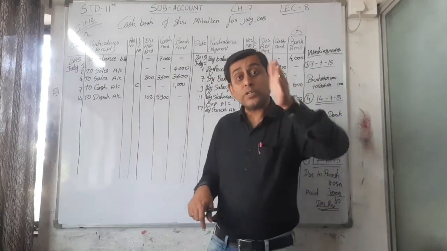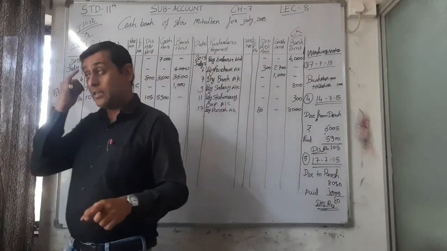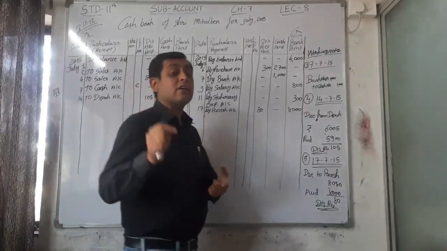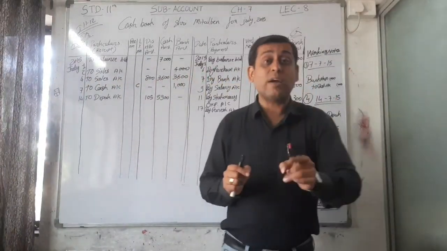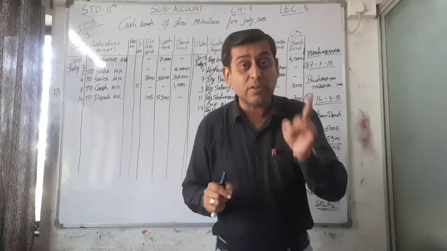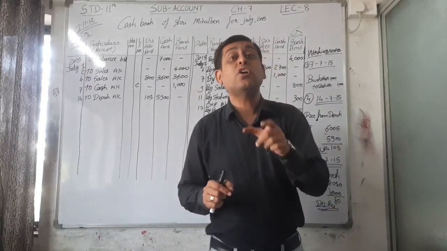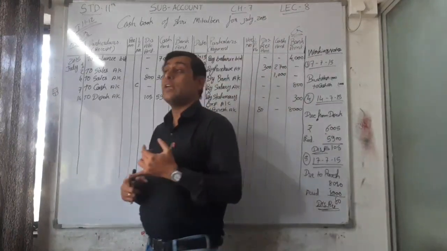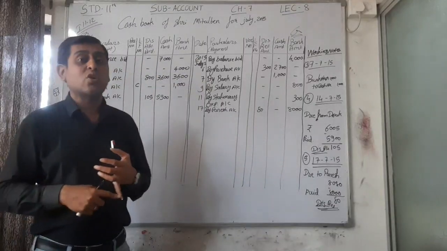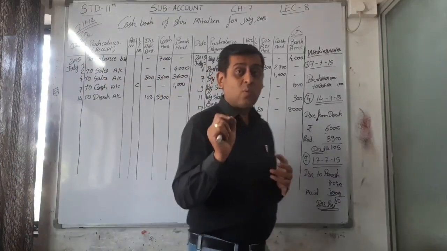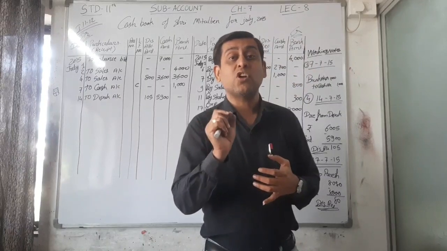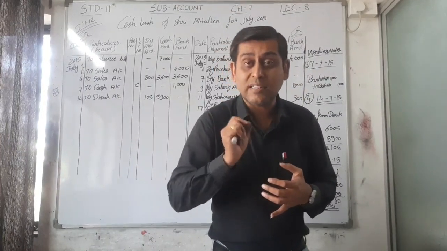So it is the owner's personal expense. Income tax is the tax on the income of the owner, and that's why whenever the word income tax is given, it's called drawing, and whenever sales tax is given, it's a nominal account, so sales tax account is debited.